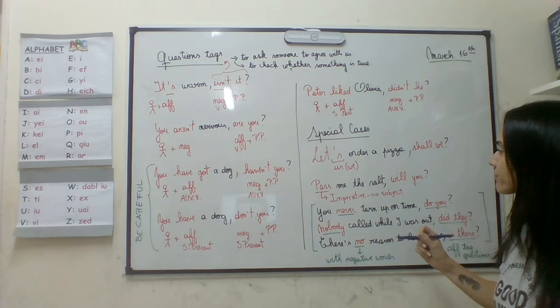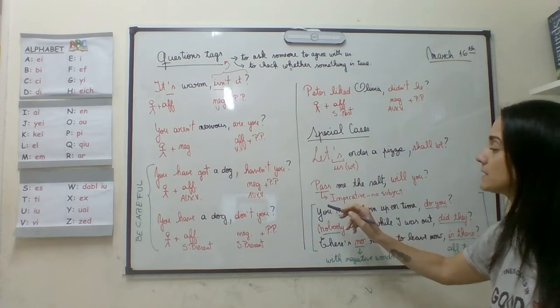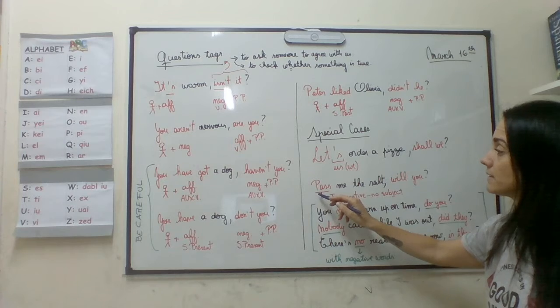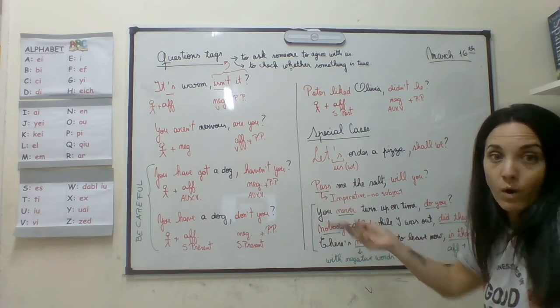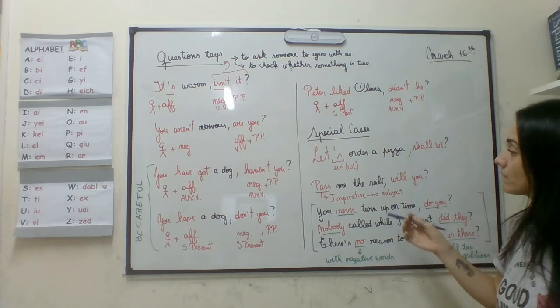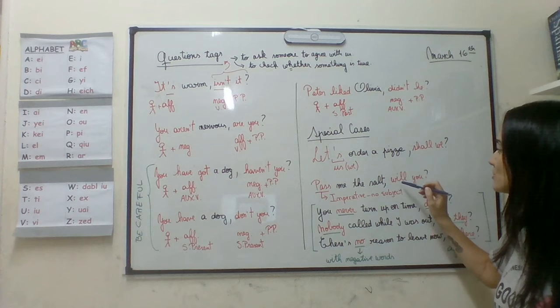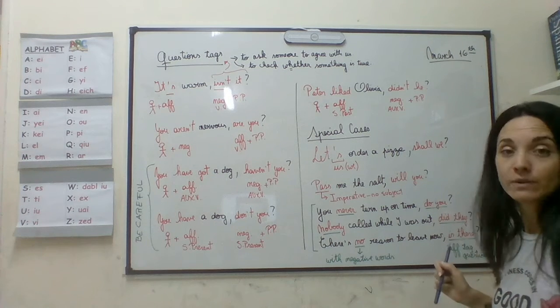Pass me the salt. Will you? In this case, the sentence doesn't have a subject. Why? Because it is an imperative. So when this happens, the only solution that we have is to put will you in the question tag.